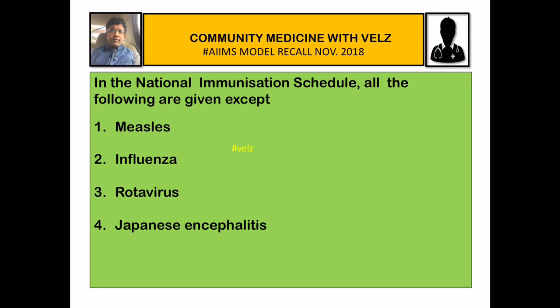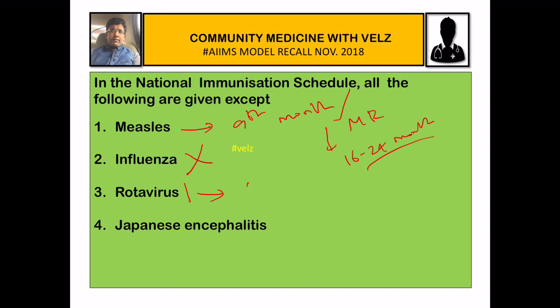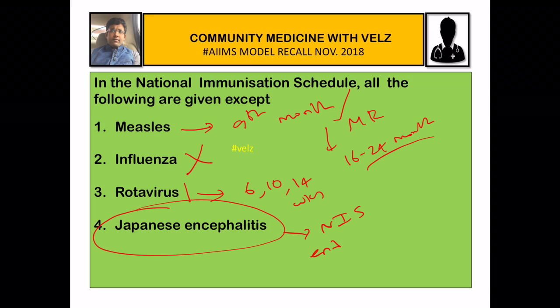Then in the national immunization schedule, all the following are given except, so you know, measles is given at the 9th month, and also a booster is given. It is given either as measles or MR. Another dose is given between 16 to 24 months. So influenza, it is presently not in our national immunization schedule. Rotavirus has been included in our schedule at 6, 10 and 14 weeks. Then Japanese encephalitis is in our national immunization schedule, especially in endemic areas like Assam and other areas. Influenza is not in our immunization schedule.